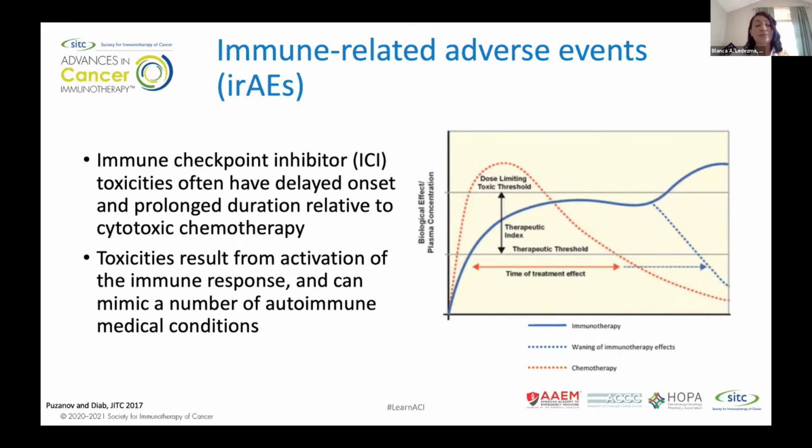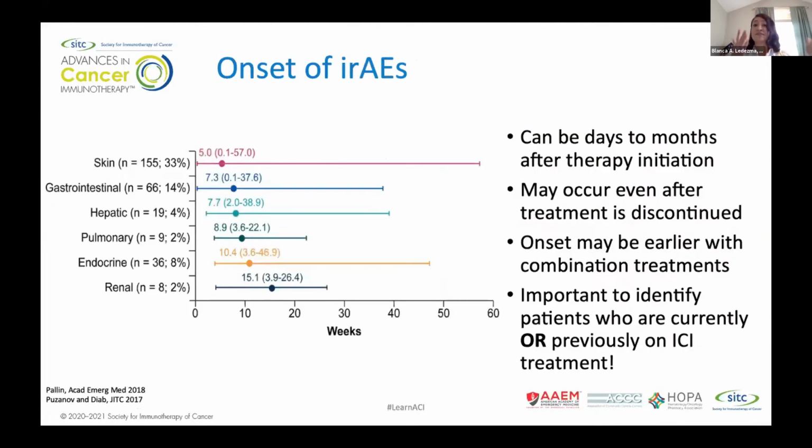The toxicity really comes from the mechanism of action of the IO, of the immunotherapy, and can really mimic other underlying medical conditions or autoimmune conditions. And the onset could really be from days to months out. This is really important because patients can discontinue treatment, and we can still see these ongoing IRAEs after they've discontinued therapy, perhaps have moved on to other new therapies. So it's important to be aware that even if they moved on to other therapies, they can still potentially be having these IRAEs from the immune checkpoint inhibitor that they were previously on.